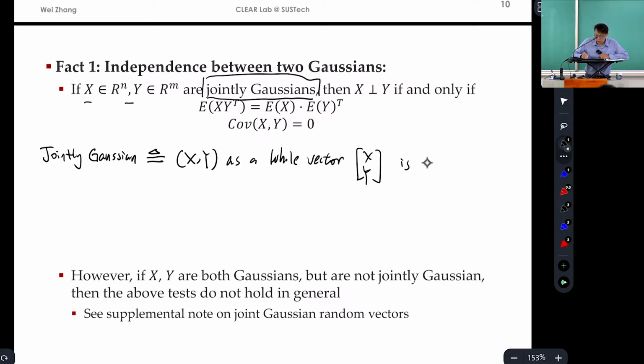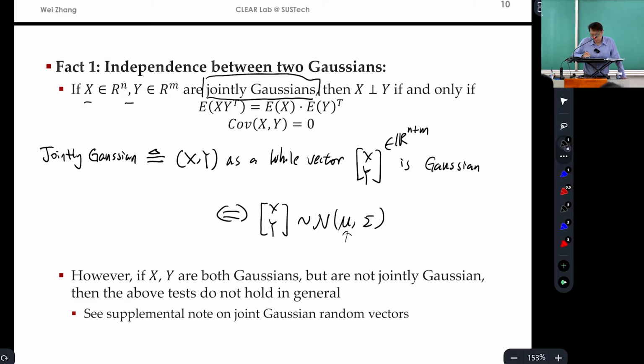Is a multidimensional Gaussian. It's Gaussian. If I put them together as a bigger vector, this vector is a Gaussian random vector. In other words, suppose x is in R^n and y is in R^m, so this is in R^(n+m). That means x and y are jointly distributed as a Gaussian with some mean vector and some covariance matrix.